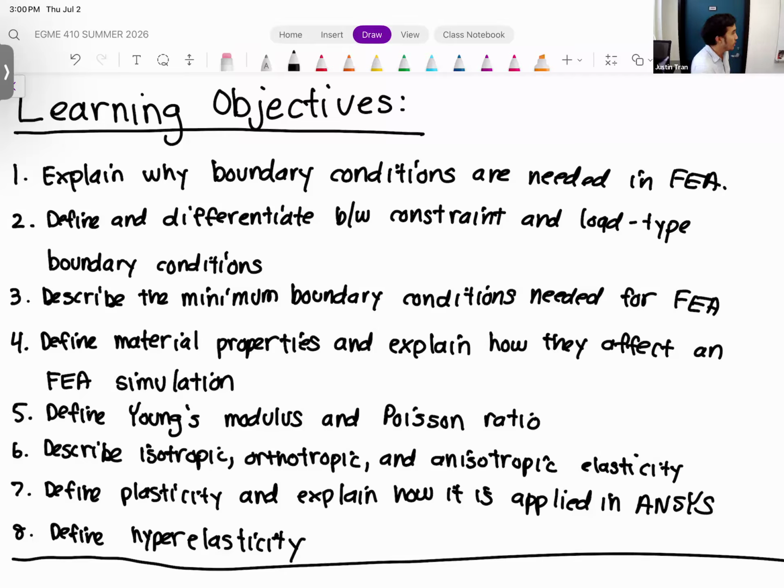For the first half, we'll be talking about boundary conditions. That's another essential ingredient to a finite element simulation. Yesterday we went over meshing, which is the first part. Today we're going to do boundary conditions in the first half and then material properties in the second half.